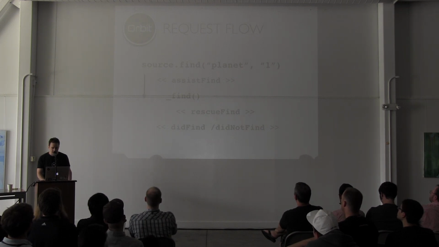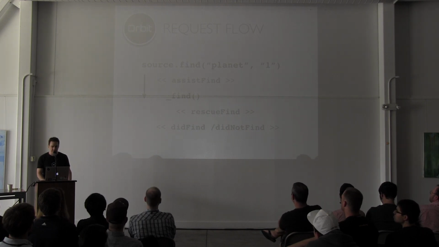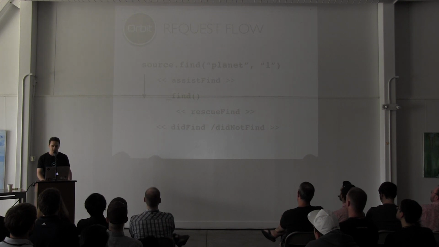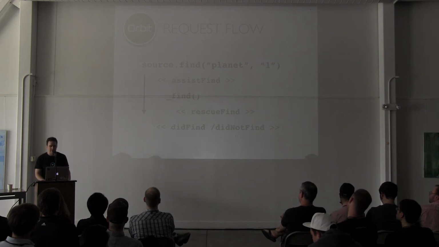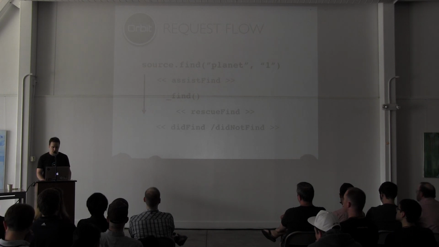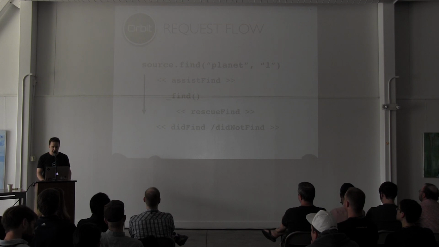Otherwise, the flow continues to the source's own internal find method. If that resolves, again, it goes to did find. If not, if it's not able to find a result, or it just doesn't want to, then the rescue find event is called. This is a backup plan. This is plan B for an event. And so you could set up, say, a backup source to handle methods that fail. And if any of these resolve successfully, then the did find event is triggered. Otherwise, did not find is triggered.